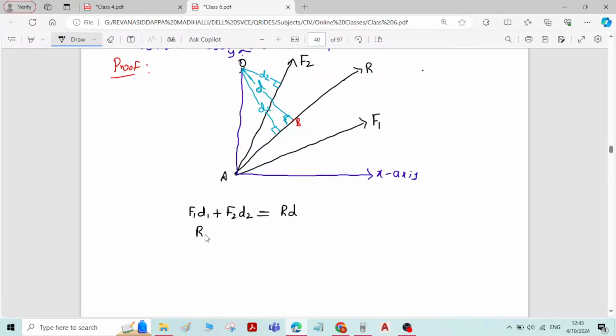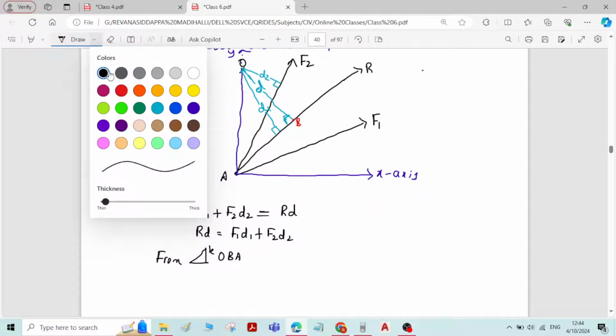I will rewrite this equation as R into D is equal to F1 D1 plus F2 D2. Now I will consider the LHS. In the LHS we have D. Now we will formulate an equation for this D. For that I'll consider the right angle triangle OBA, and from it measure cos theta.